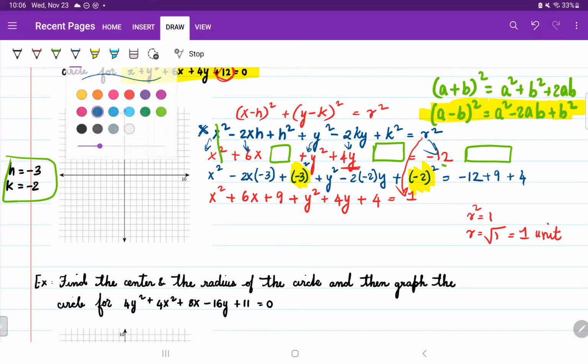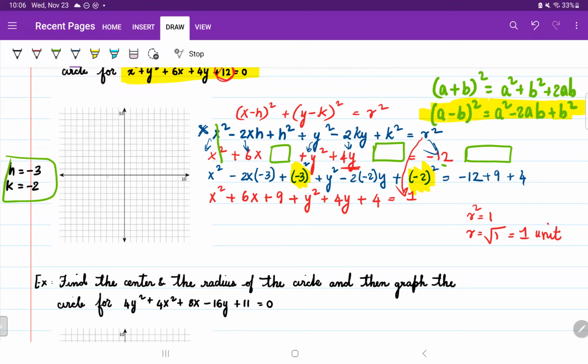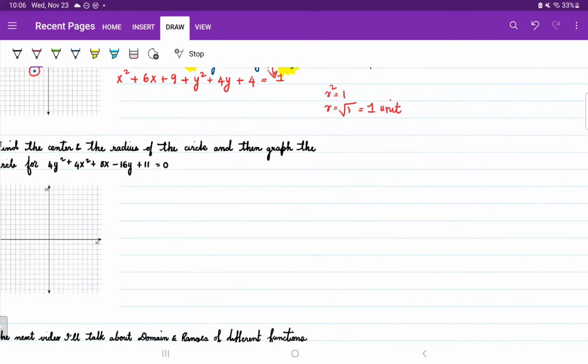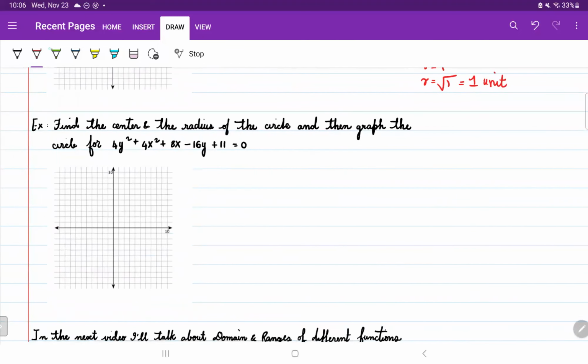So our h is basically the x-axis here. So 1, 2, this is -3, and we have 1, 2, -2. We have a really, really small circle here, which is of the radius 1. That is our circle. Okay, let's move on here.